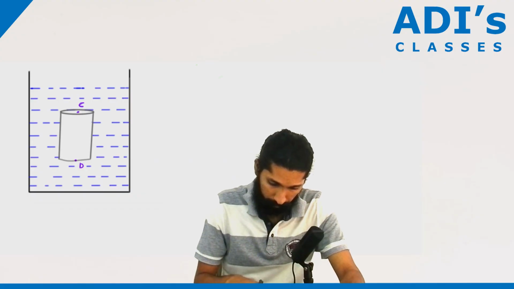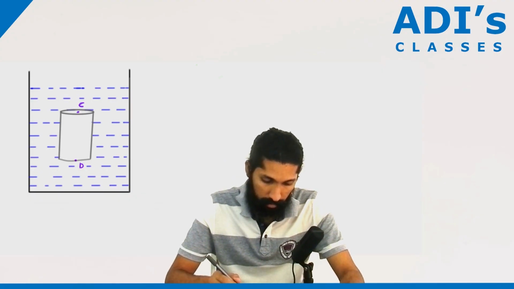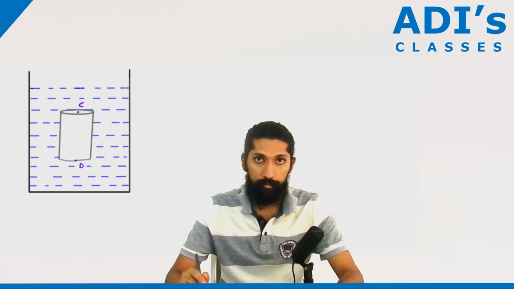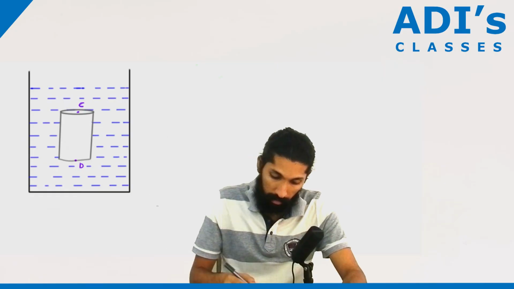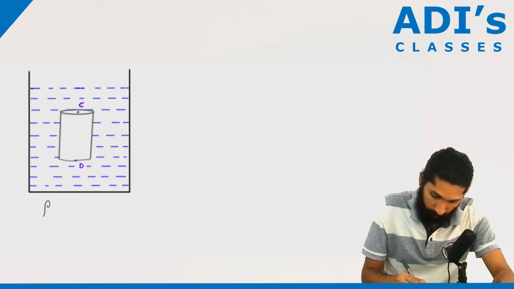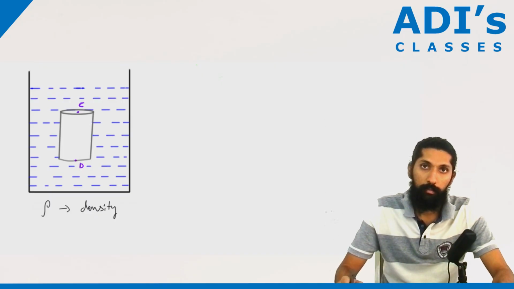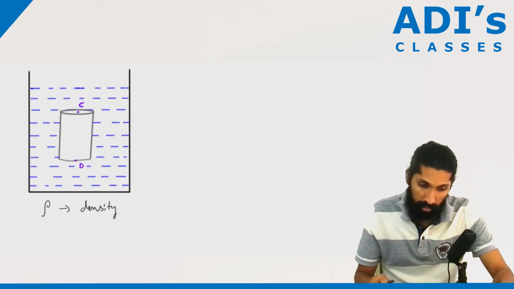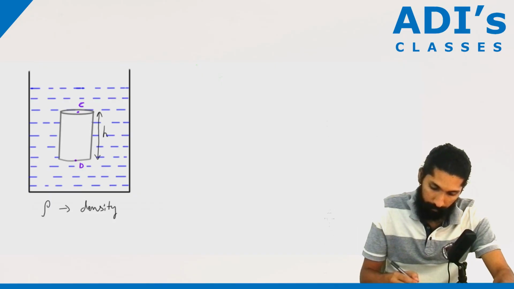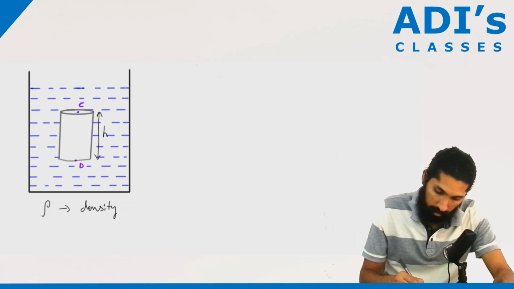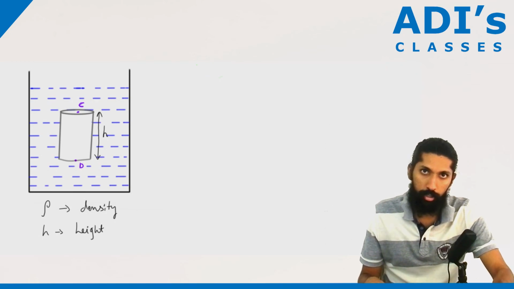Now look at this particular figure. You have a beaker of water, and in the beaker of water, we have a cylinder, correct? Now, say the density of this particular liquid, let's call the density rho. Now you have a cylinder, and say the cylinder has a vertical distance. Let's call this vertical distance h. Height is the vertical distance, or you can call it h.